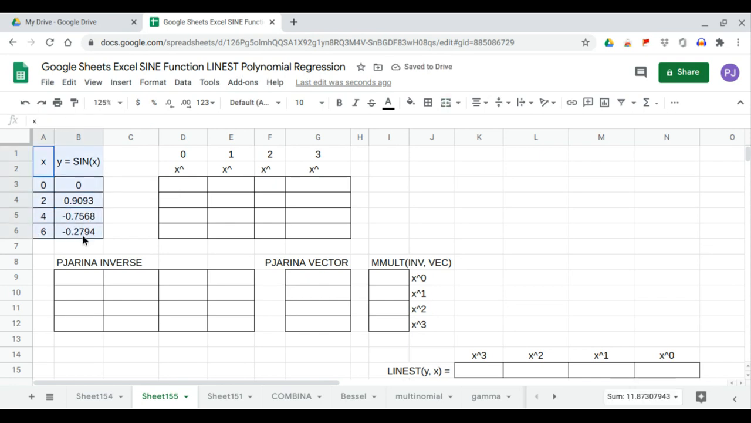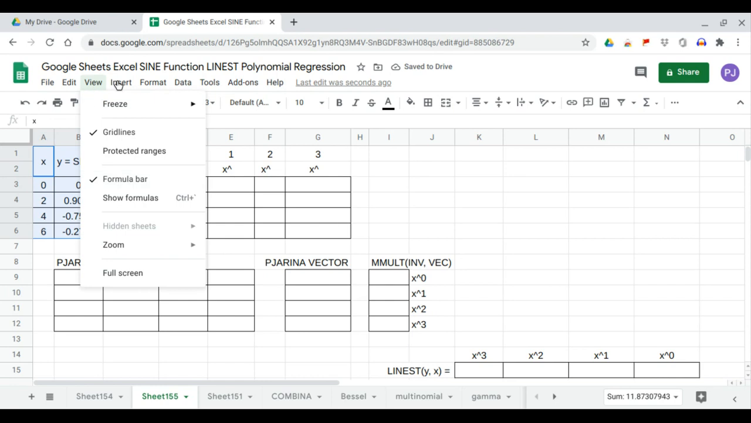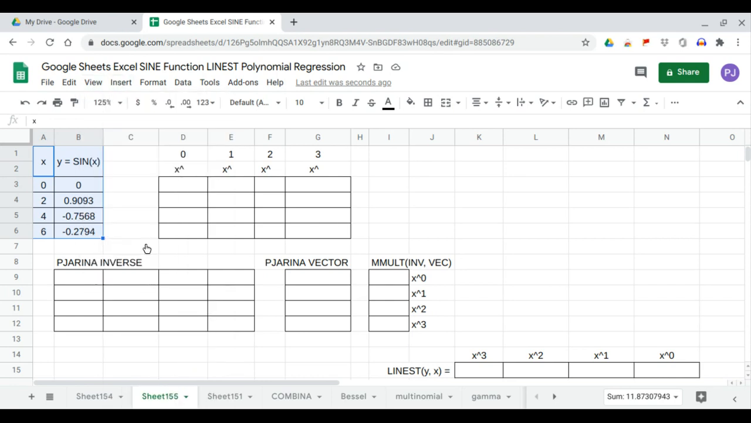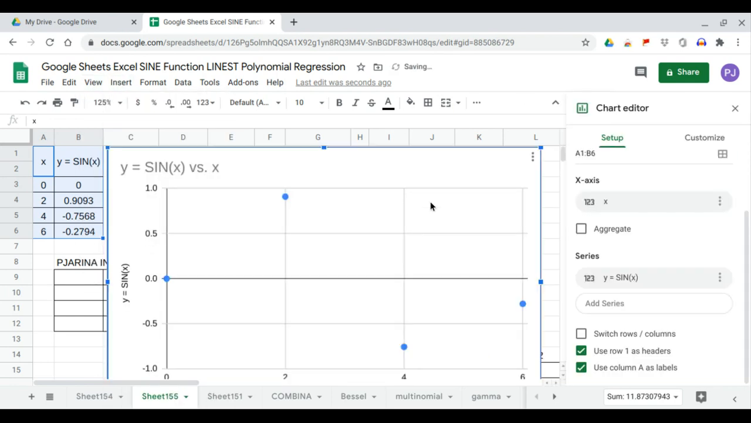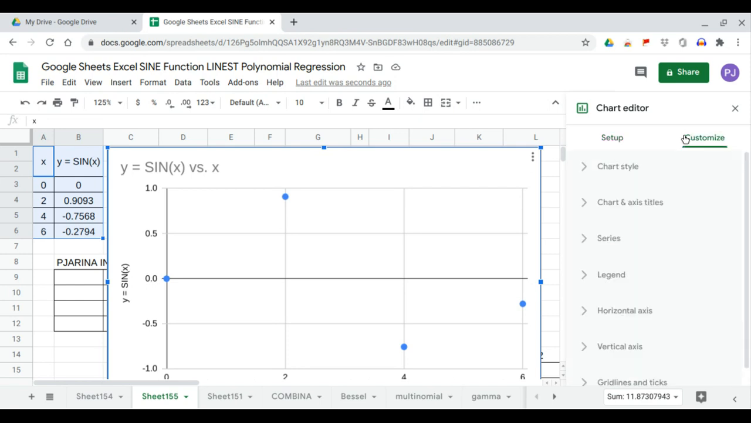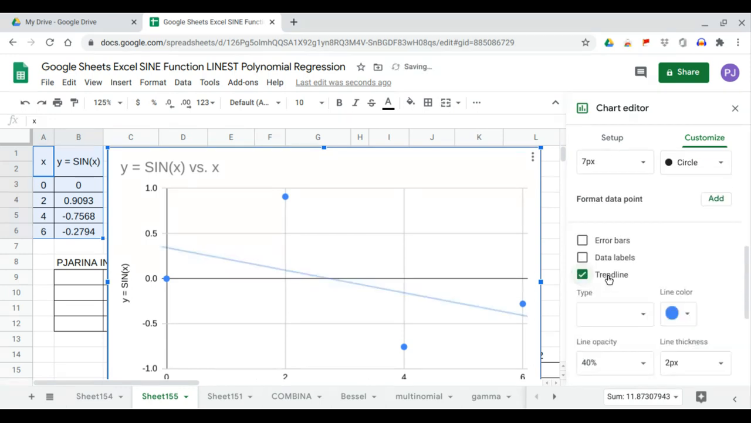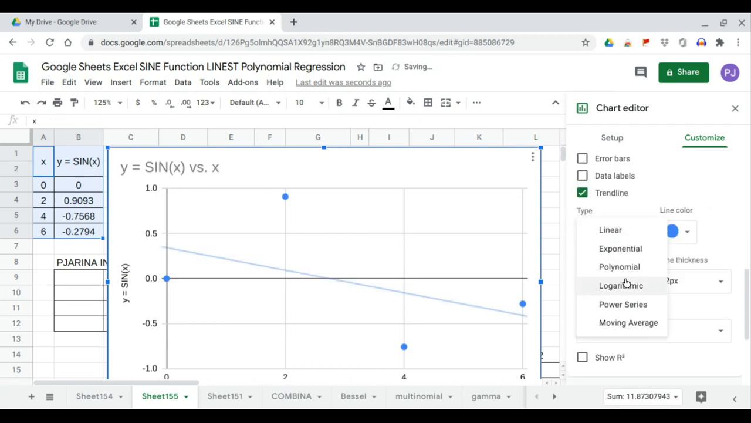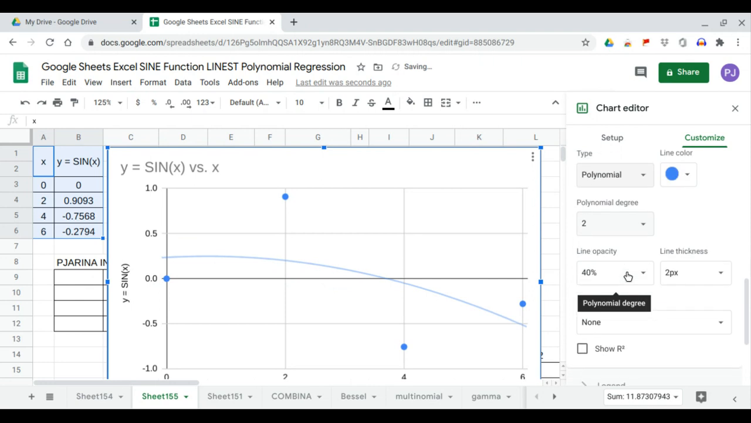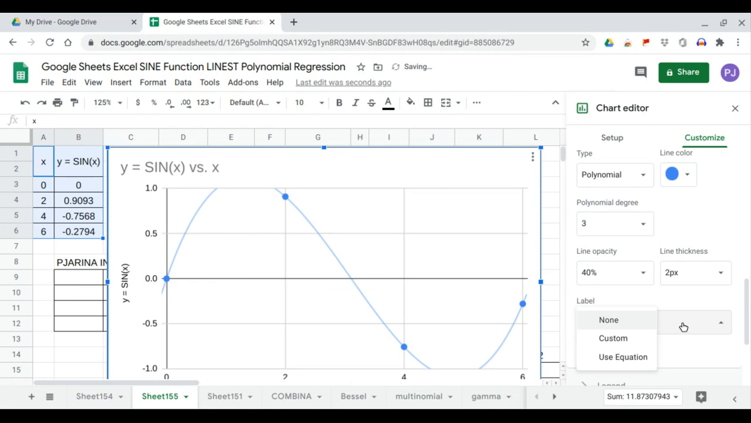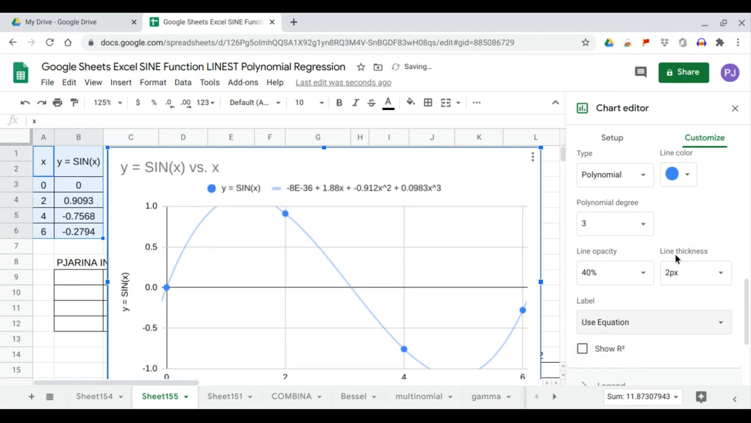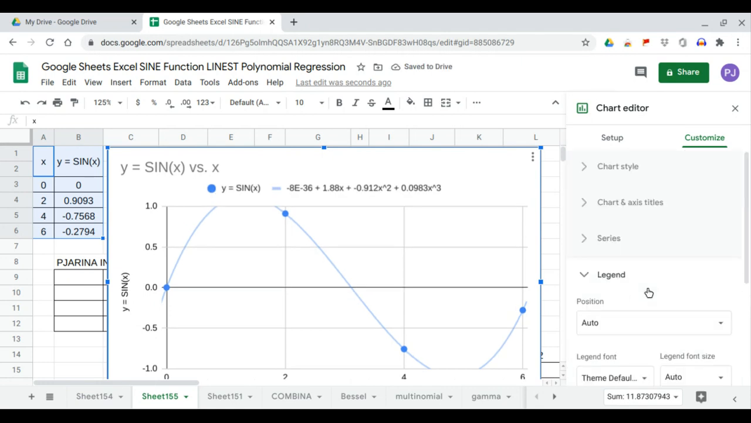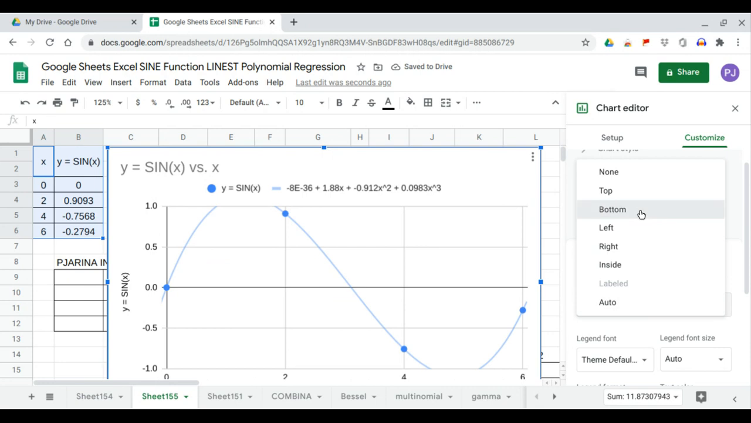And we chart this. Insert, chart, and we use a scatter chart. So this is a scatter chart, and generate a trend line, polynomial to the third degree, and show the equation and show it at the bottom.